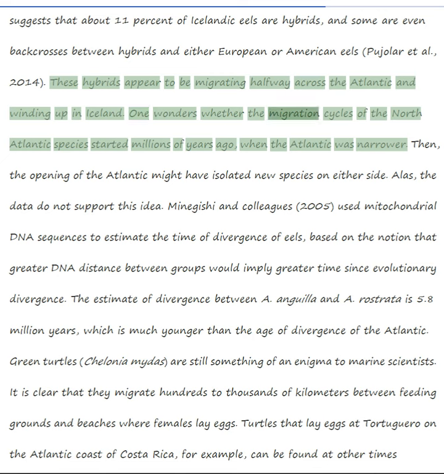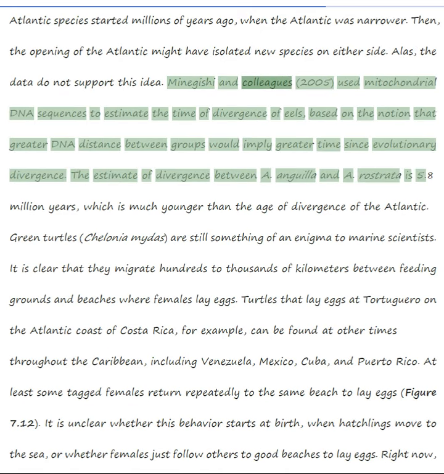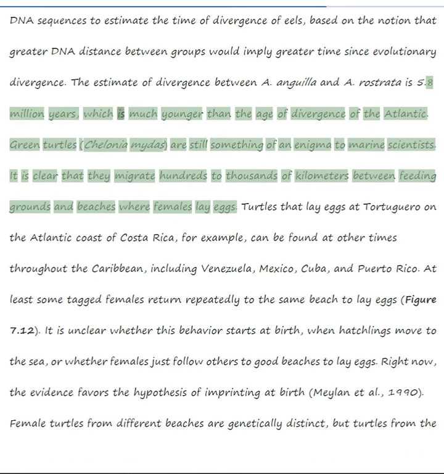One wonders whether the migration cycles of the North Atlantic species started millions of years ago, when the Atlantic was narrower. Then, the opening of the Atlantic might have isolated new species on either side. Alas, the data do not support this idea. Menegishi and colleagues used mitochondrial DNA sequences to estimate the time of divergence of eels, based on the notion that greater DNA distance between groups would imply greater time since evolutionary divergence. The estimate of divergence between A. anguilla and A. rostrata is 5.8 million years, which is much younger than the age of divergence of the Atlantic.